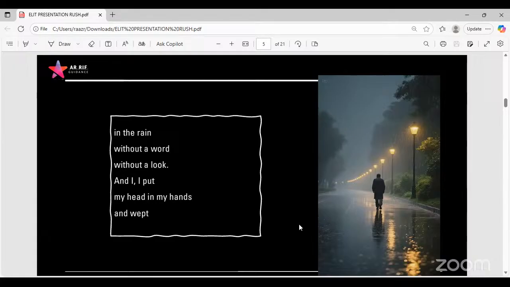So the rain outside and the tears inside create a strong image of sadness. Nature seems to share the speaker's mood. So this is called the pathetic fallacy. Okay. So this stanza reveals the hidden truth of the poem.